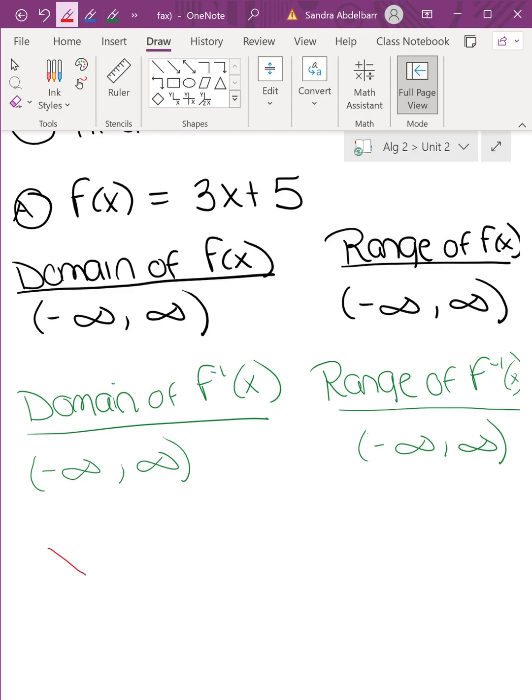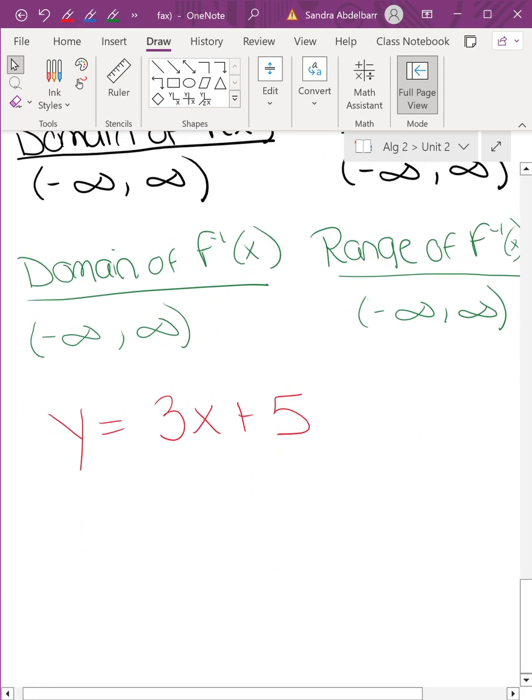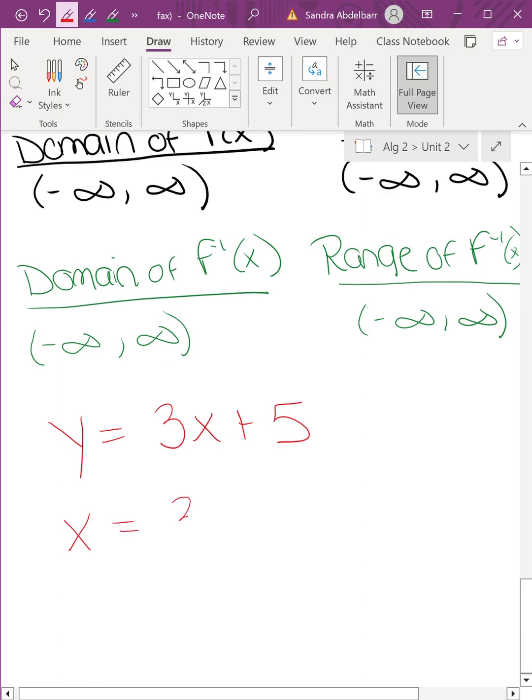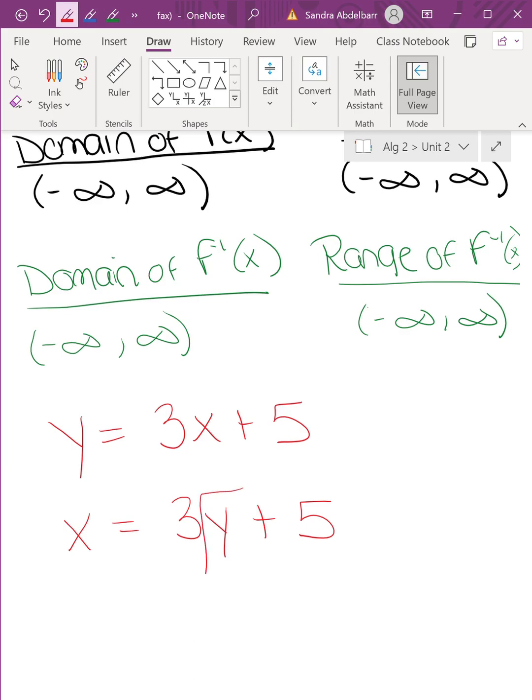So I'm going to say y is equal to 3x plus 5. In my steps, what did I say to do? I said take the x, take the y, and do what with them? Switch them. So I'm going to have x is equal to 3y plus 5. After you switch your x and y, what you want to do now is solve for y. So you've switched them, now you solve for it. So how do I solve for y? I'm going to subtract 5 on both sides.